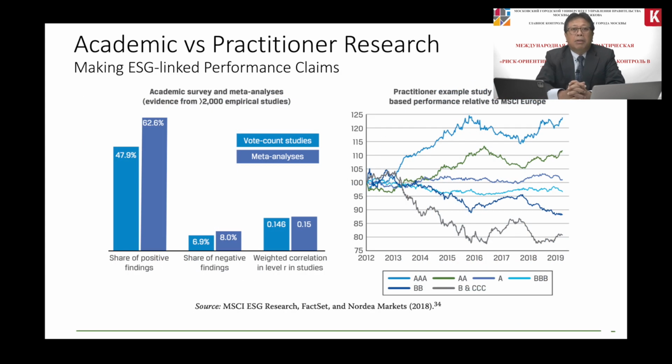Academic versus practitioner research on making ESG-linked performance claims. Both academic research and empirical studies up to the period before the COVID pandemic had shown encouraging results. Academic surveys and meta-analyses were consistently giving a higher portion of positive findings and positive correlation. Likewise, a sample study of ESG rating-based performance shows better performance relative to MSCI in Europe.